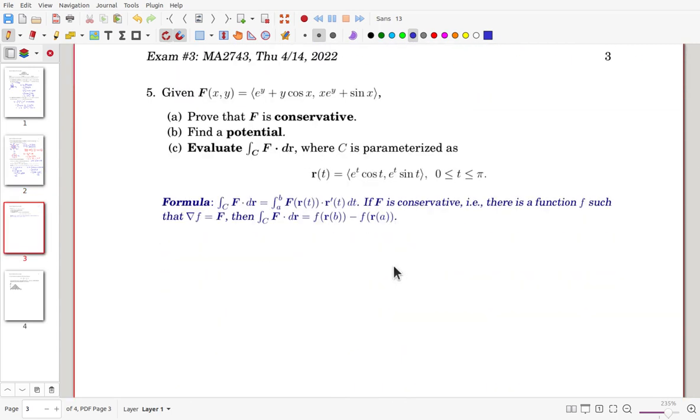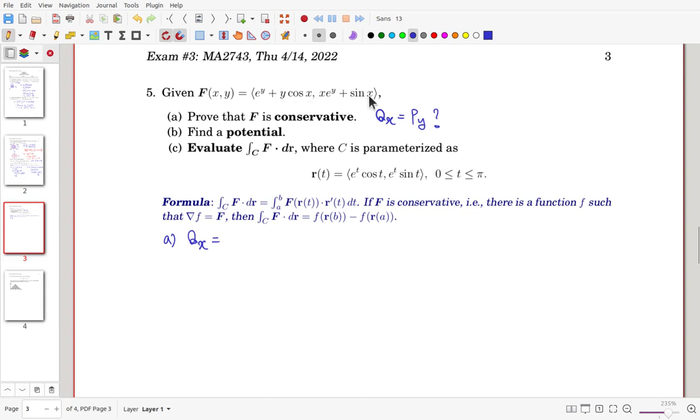Number 5, the vector field is given in this way. The first question is to prove that the vector field is conservative. Okay, it's continuously differentiable, so conservativeness is the same as the x derivative of Q being the same as the y derivative of P. So if we check that, then we're done for part A, right? Okay, part A.